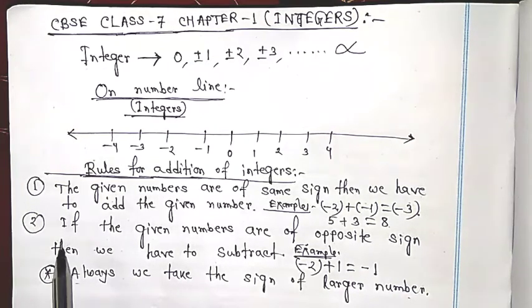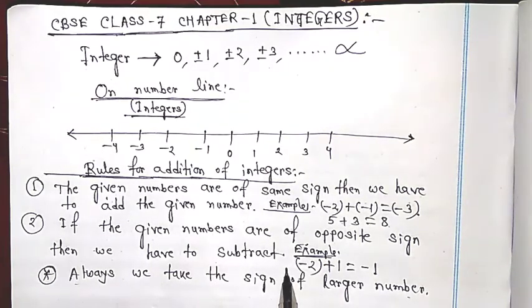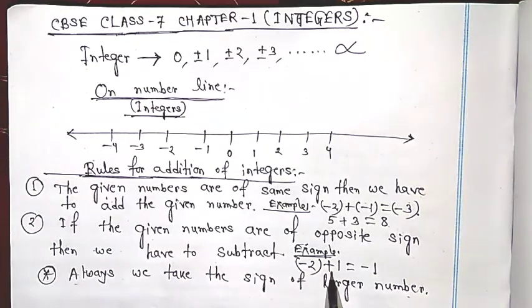And the second rule is, if the given integers are of opposite sign, then we have to do the subtraction. For example, minus 2 plus 1. What is the sign of 2? Minus 2 is minus, and of 1 is plus. So minus and plus are of opposite sign, so we have to do the subtraction. So 2 minus 1 is 1, and the sign is of the larger number, that is minus 2.